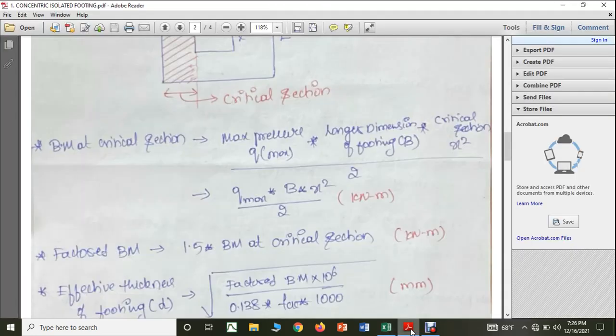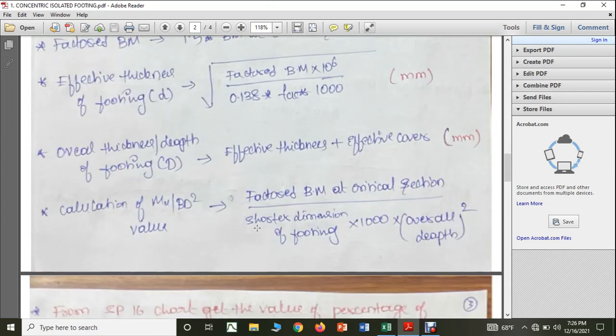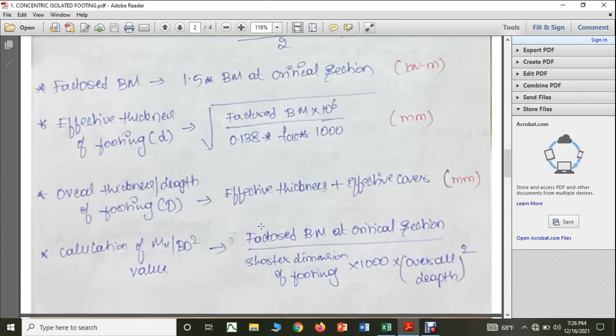So let us stop here, learners. In the next video we will write down the formula for the rest of the steps, and we will see how to bring all my ETABS software values to this and how to get the values. We will see that in the next video.